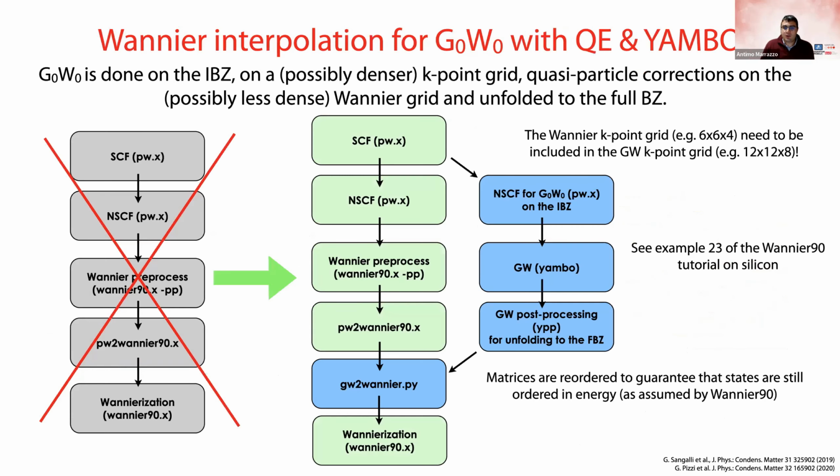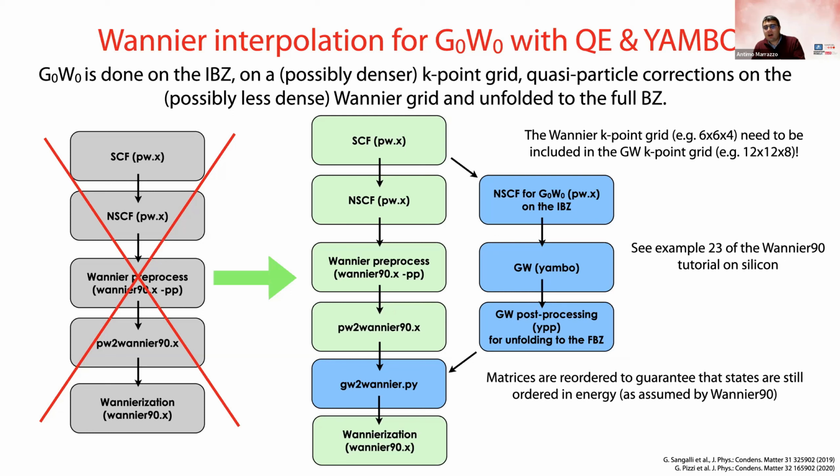Okay, so how do you do this, in more practical terms? This is the workflow. I will not discuss all of this in full detail, but just to give you a flavor of how you do it and point to a reference where you can find more details about this. So if you were to do a Wannier interpolation of G0W0 with Quantum Espresso and YAMBO, you would not use the standard workflow for a DFT interpolation. You will still do an NSCF, and all the steps to produce the overlap matrices, because at the G0 level your GW wave function is still exactly the same as the Kohn-Sham wave function, so you just update your eigenvalues.